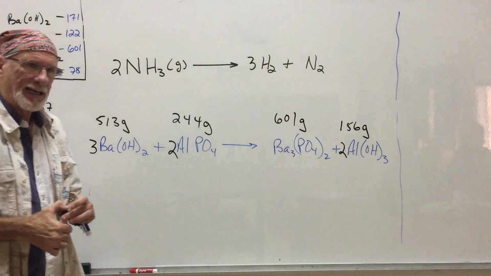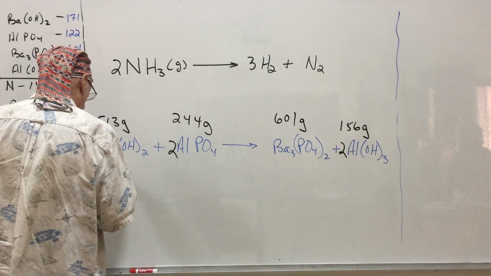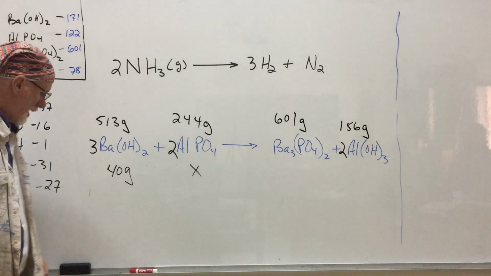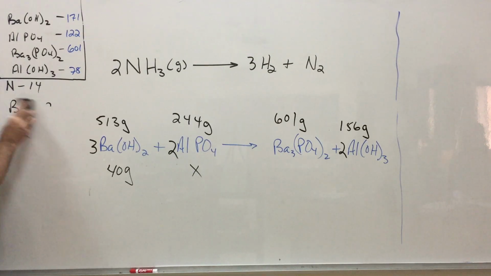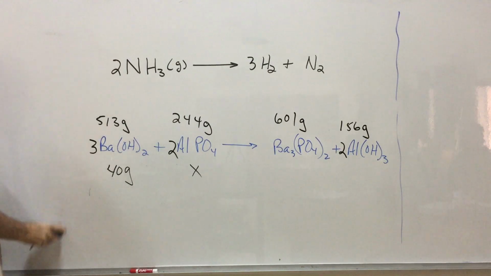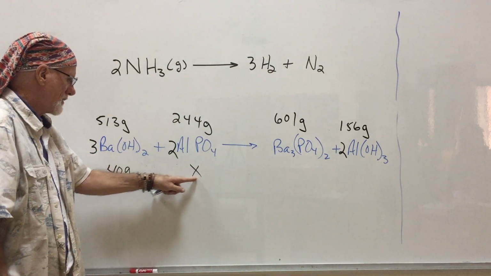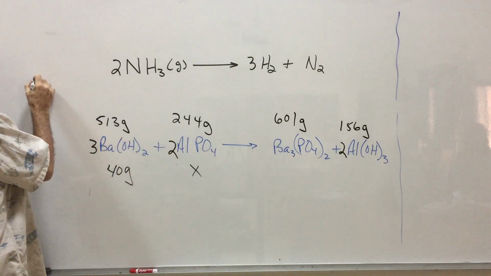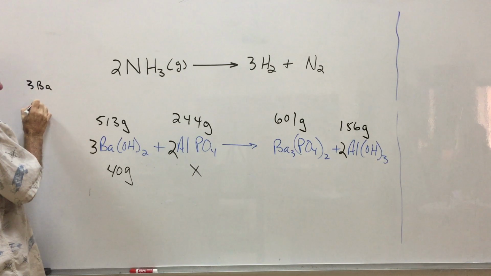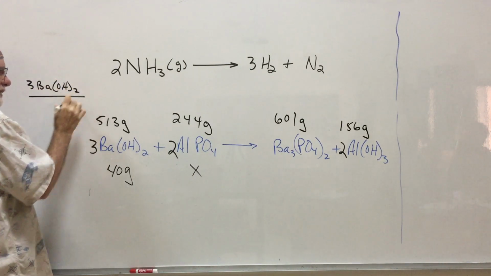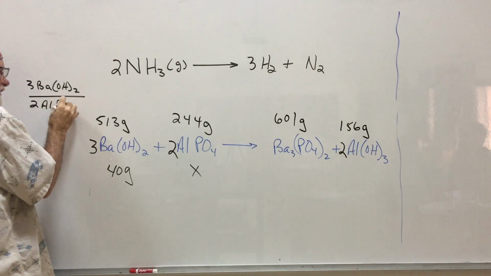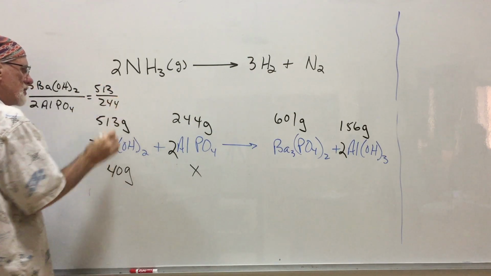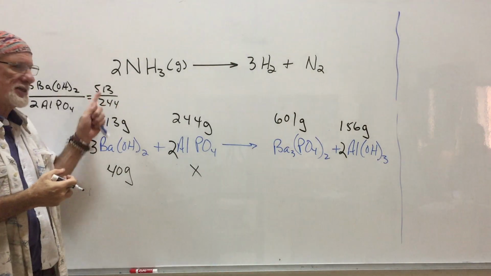Now, let's say I have 40 grams of this. How much of that am I going to need to react? I'm going to erase this, okay? How much of this do I need to react? Well, I know that these will react at a constant ratio. So I write down the particle just to stay organized. 3 barium hydroxide over 2 aluminum phosphate, correct? Equals 513 over 244. So do you see that they're going to react at that constant ratio?